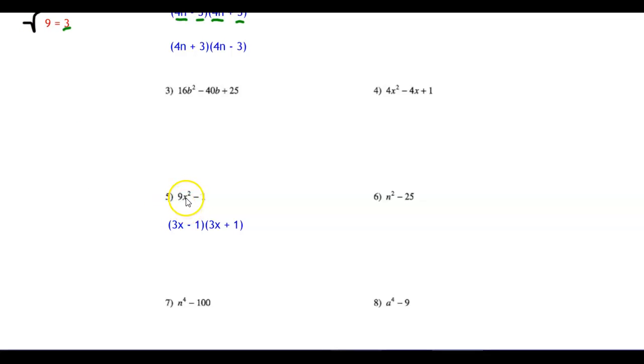For this one, I'm doing 9x squared square rooted. The square root of 9 is 3. The square root of x squared is x. And then 1 square rooted. Of course, 1 is the first perfect square because 1 times 1 is 1. So 1 goes in both of those end spots.